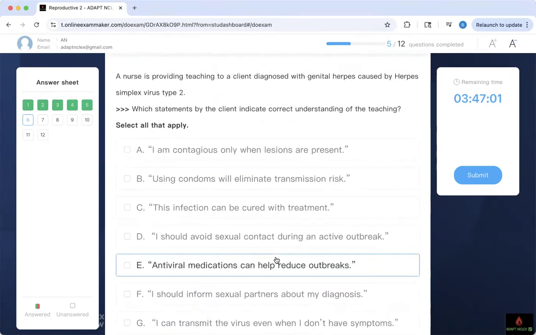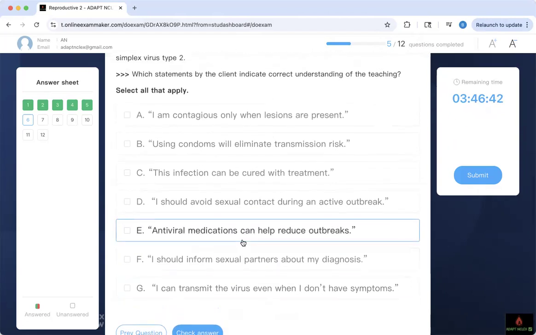And this is providing teaching to a client diagnosed with what? Genital herpes. This is also a common NCLEX trap, a misconception. It is caused by herpes simplex type 2. Which statement by the client indicates correct understanding of the teaching? That means they know what is going on. They have herpes, right? Type 2 is the genital one, not the oral one. So what do you tell them?